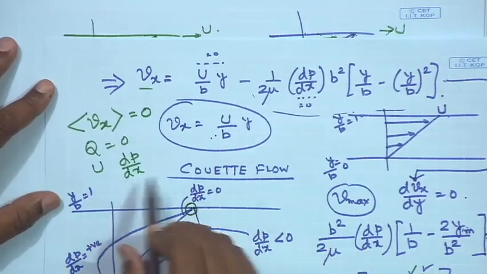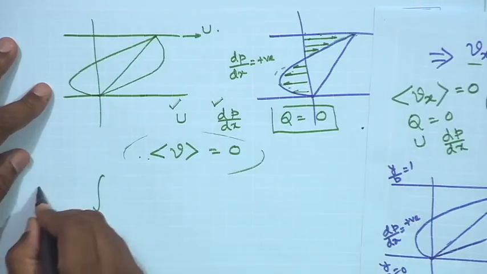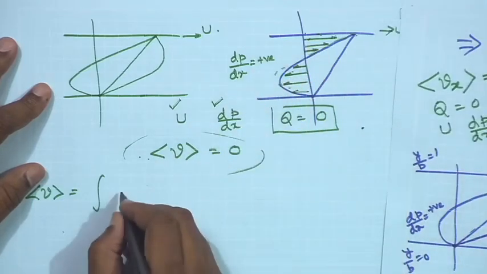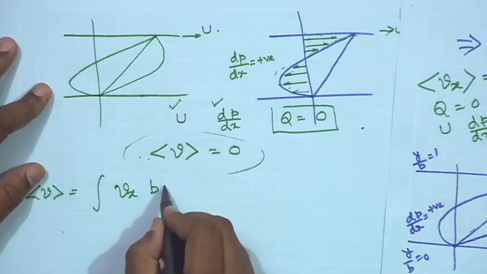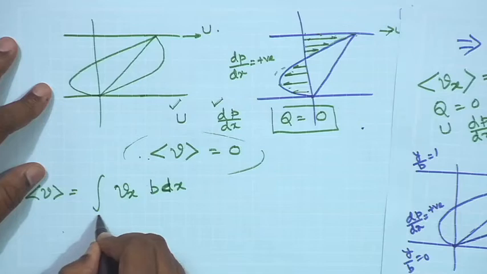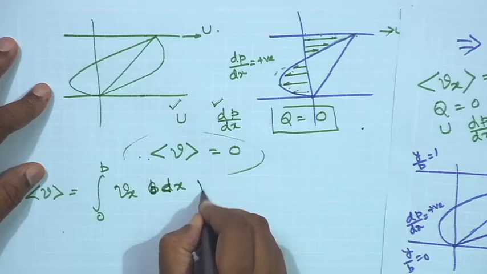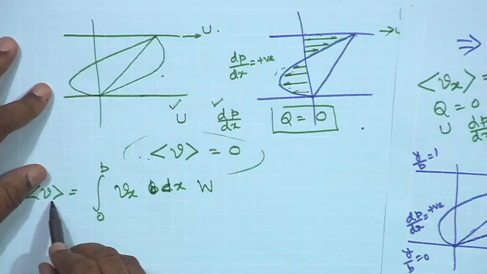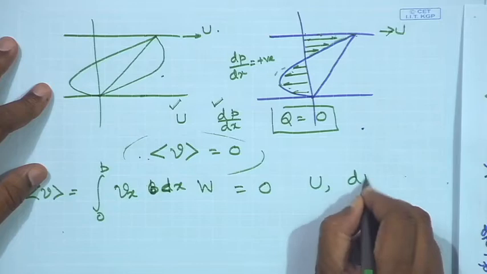I will leave that for you to work on, but in order to obtain this Vx, I need to integrate. So, V must be equal to the flow area, which is going to be Vx times the width times dx, where x varies between 0 to b. Here w is the depth. This is going to be your average velocity. If you equate this to 0, you get the relation between u and dp dx.